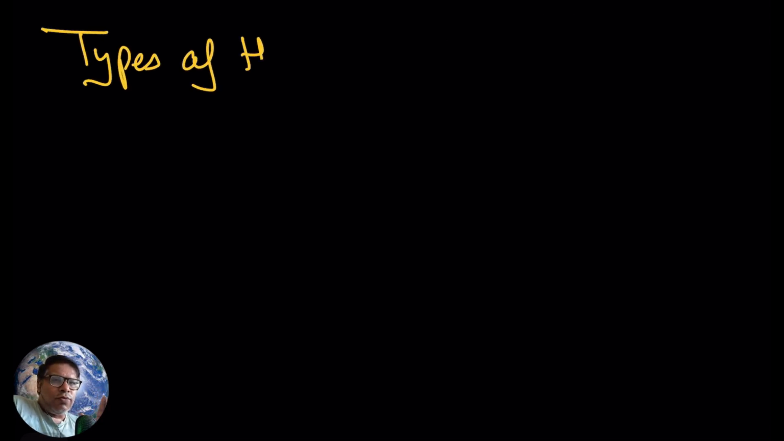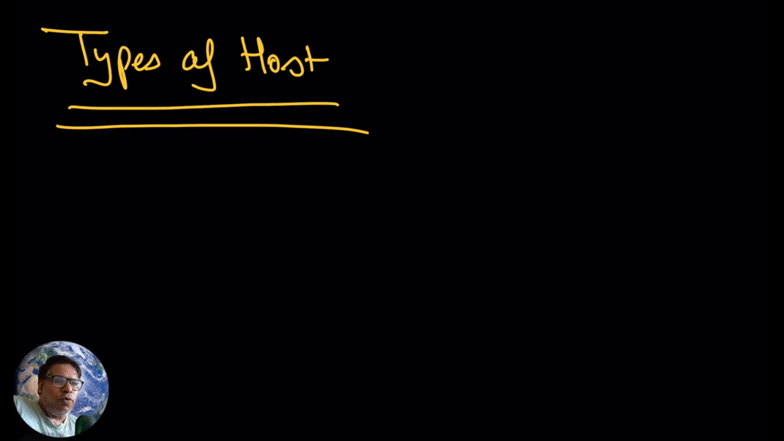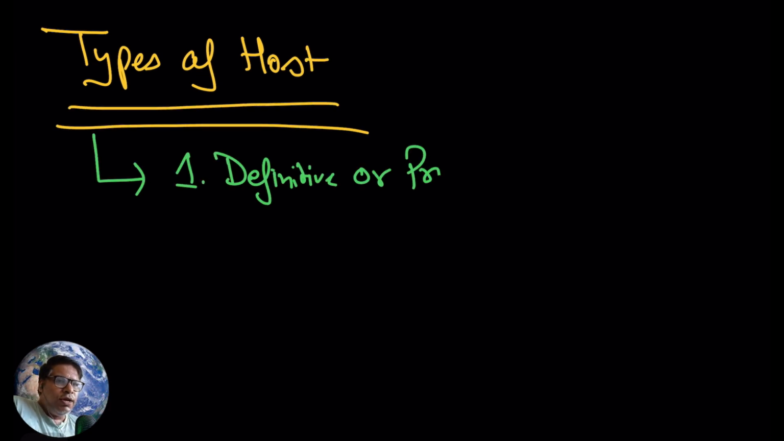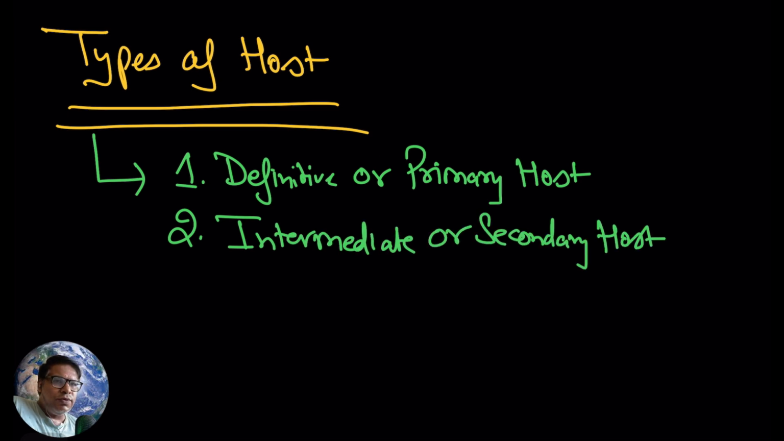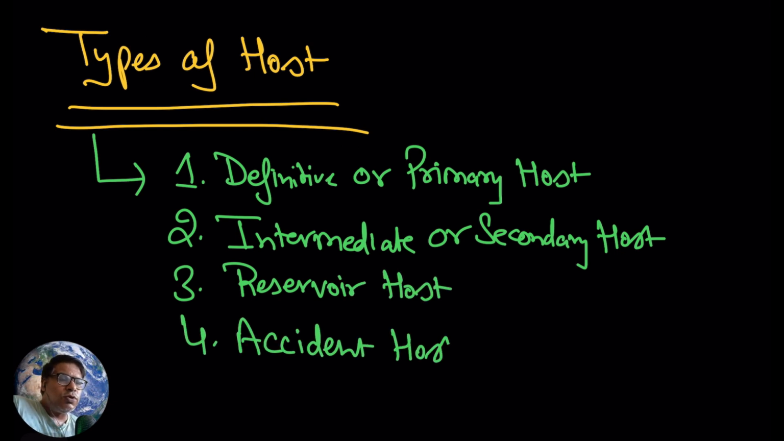Now we are going to discuss the types of host. If you see the host, they can be categorized. First category, definitive or primary host. Second, you can have intermediate or secondary host. Third, you can have reservoir host. Fourth, you can have accidental host. Now I am going to explain each one: what is definitive or primary host, what is intermediate or secondary host, what is reservoir host, what is accidental host.